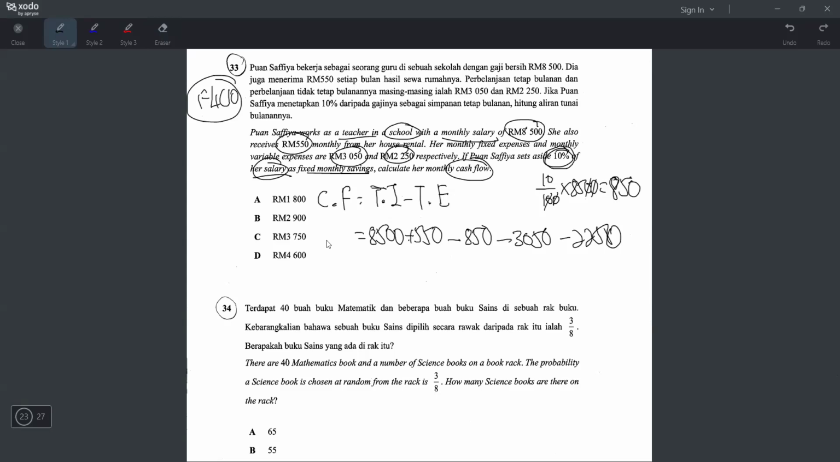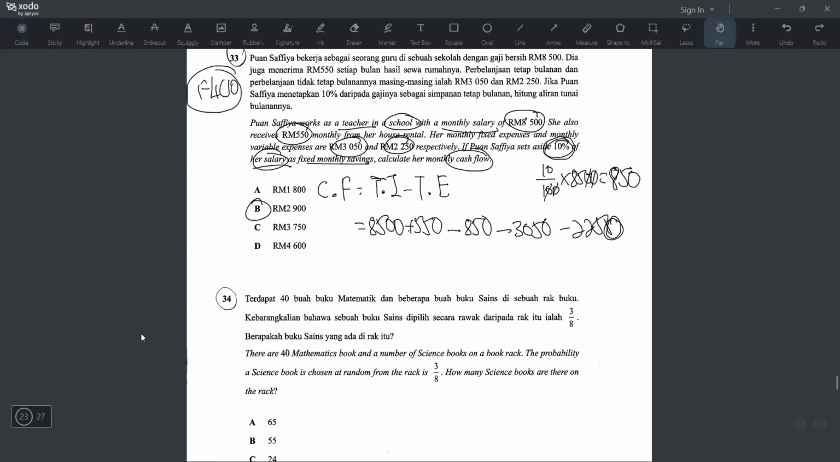Maybe I made a mistake. Let me press again. 550 minus 850 minus 3050 minus. Okay, 2,900. I think I pressed wrongly just now. Yeah. So there is an answer. If you press everything correctly, you will get 2,900. Okay, so B is the answer.